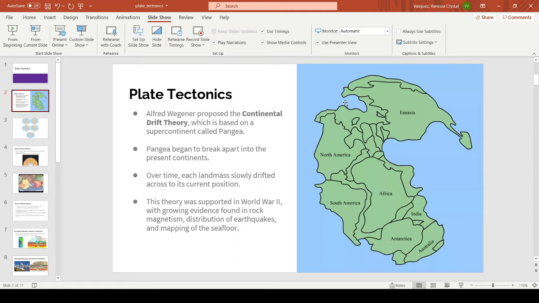And in this map, we see a supercontinent called Pangaea, a combination of all the continents as one. This theory was supported after World War II with growing evidence found in rock magnetism, distribution of earthquakes, and mapping the seafloor.